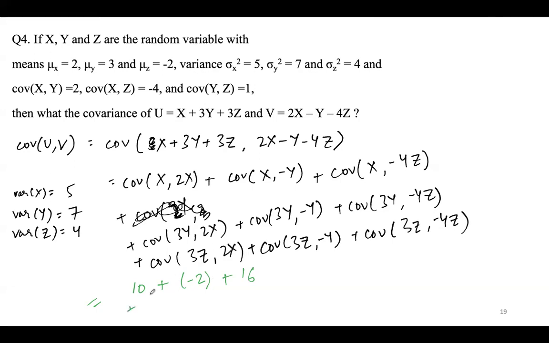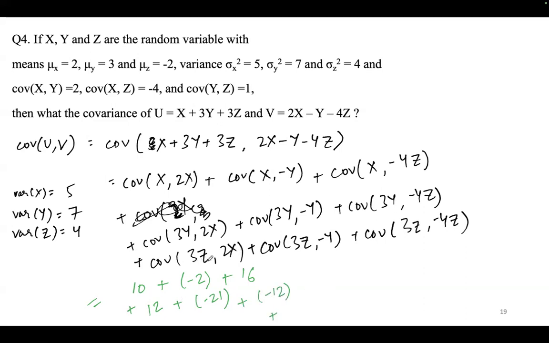Likewise, we'll have 3Y and 2X. So X and Y here is 2, and you multiply that by 6, so you get 12. Then 3Y and minus Y. So Y is 7, and you multiply that by -3. So that's going to be -21. And then you will have Y and Z giving you 1, and you multiply that by -12, right? 3 and -4. So you get -12 here.